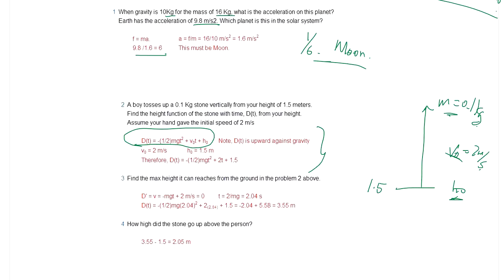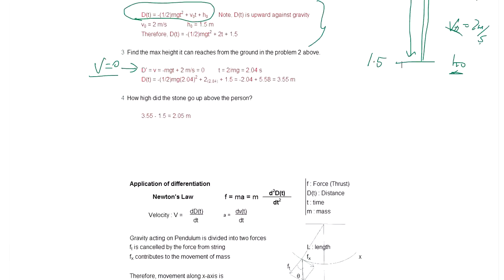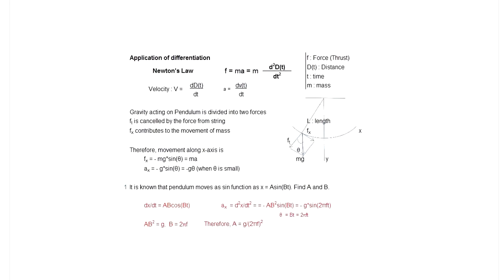Okay, find the max height. Well, you take a derivative, which is velocity. Velocity becomes 0. That means it goes up, and velocity becomes 0 and then negative. It comes back. How high did the stone go up above the person? So that's a simple question. Okay, application of differentiation, Newton's law.